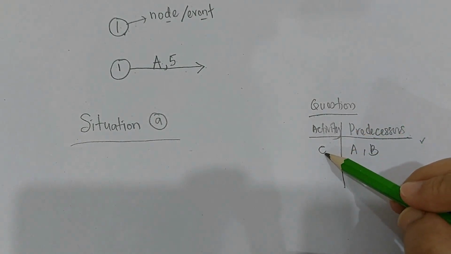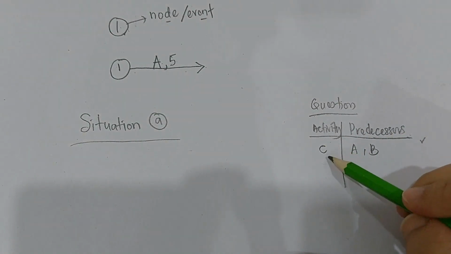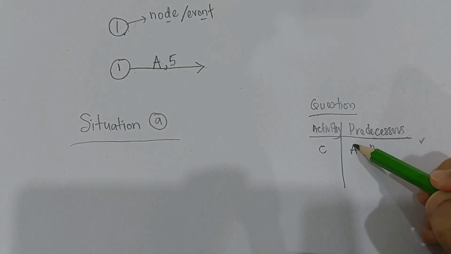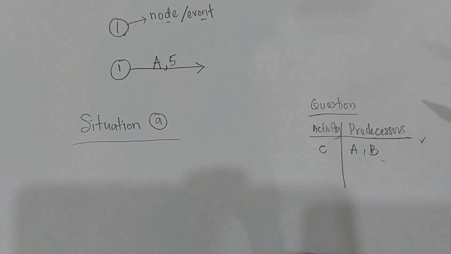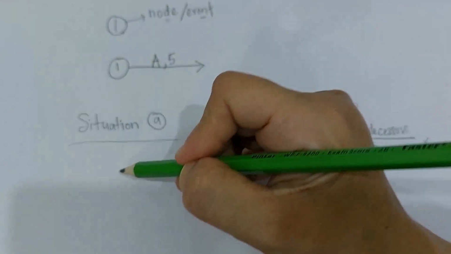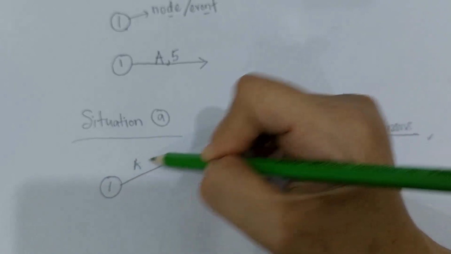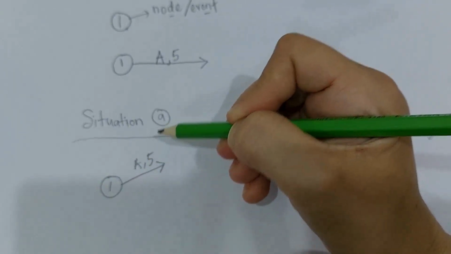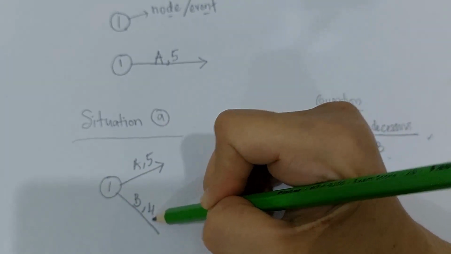Let's say I want to draw activity C. In order to draw activity C, it comes from A and B. A and B are the predecessors for activity C. Let's say activity A comes from event number 1. This is A, time is 5 weeks. And over here is activity B, time is 4 weeks.